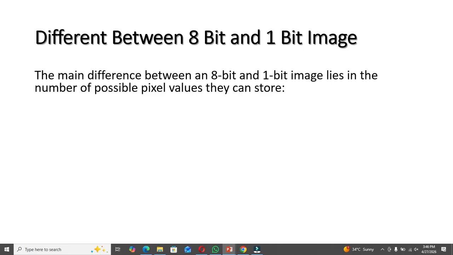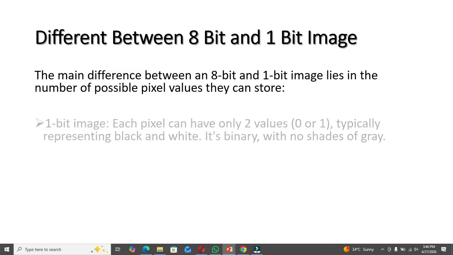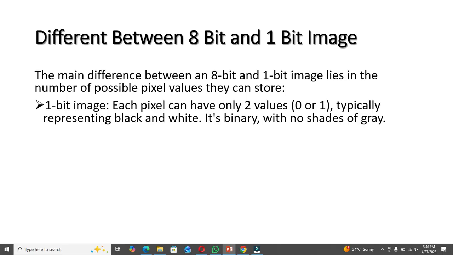The main difference between an 8-bit and a 1-bit image lies in the number of possible pixel values that can be stored in it. In a 1-bit image, each pixel can have only two values, 0 or 1, typically representing black and white, depending on your need. It's binary with no shade of gray. So that is the difference between 1-bit and 8-bit.